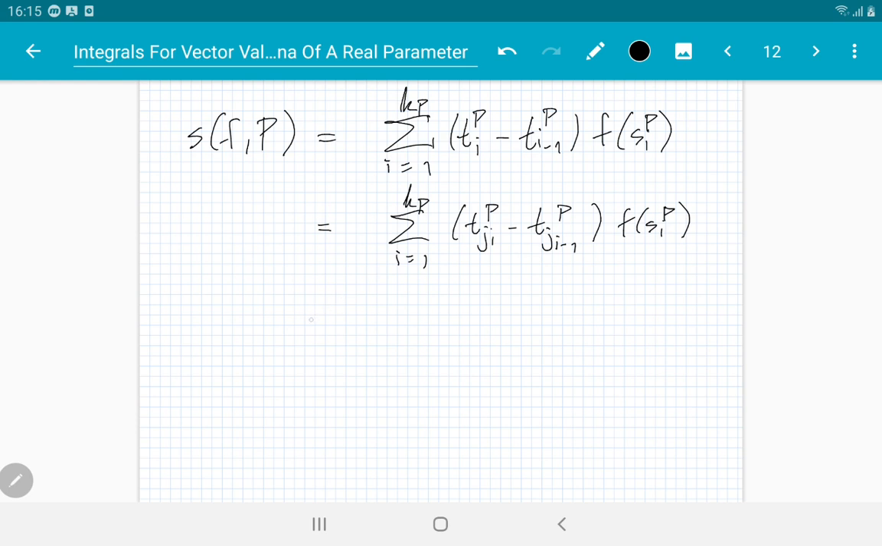And I'm going to replace this again by something else: the sum from i equals 1 to k_P, where this should be t^R_{j_i} minus t^R_{j_{i-1}}, so these are equal here. And now I'm going to do something slightly different. I'm going to take the sum over i, and then the sum over j from j_{i-1} plus 1 to j_i of t_j minus t_{j-1}. Sorry about that.